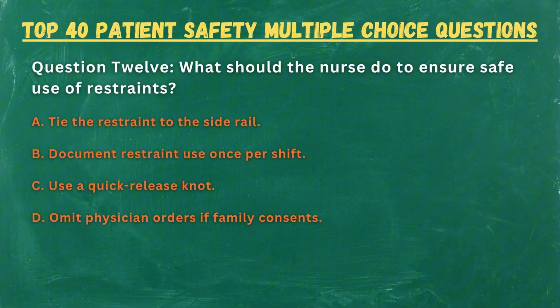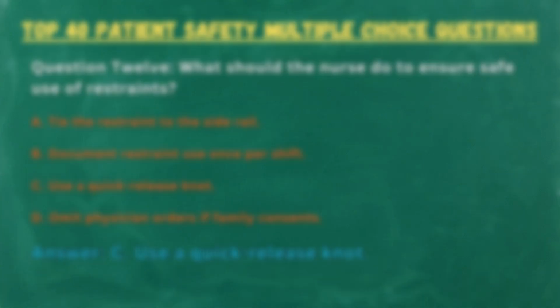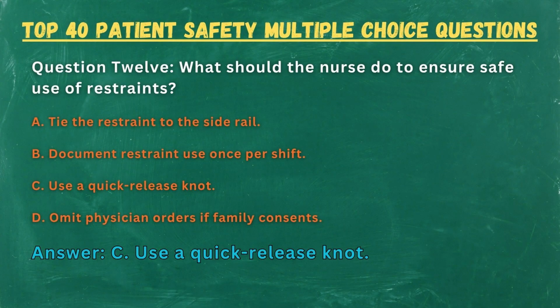Question 12. What should the nurse do to ensure safe use of restraints? A. Tie the restraint to the side rail. B. Document restraint use once per shift. C. Use a quick release knot. D. Omit physician orders if family consents. Answer: C. Use a quick release knot.